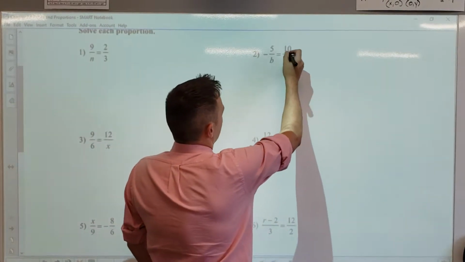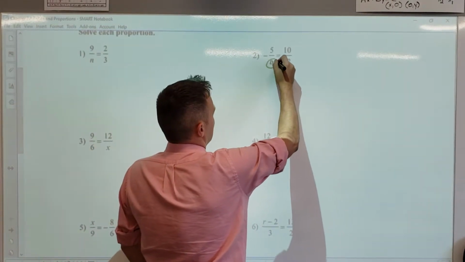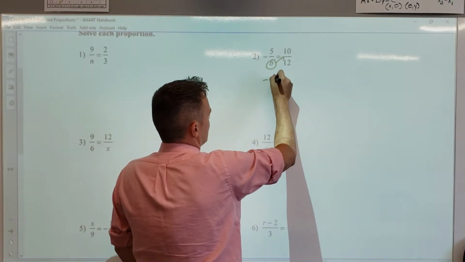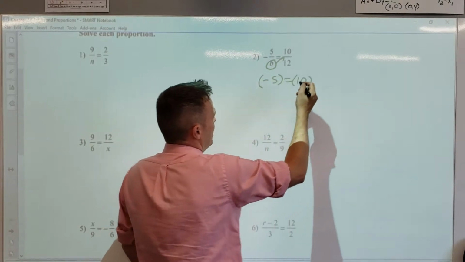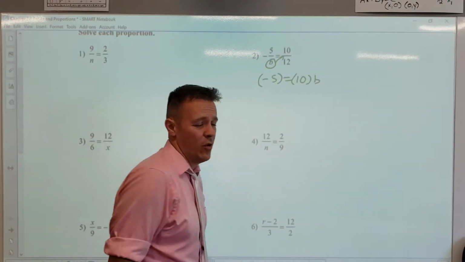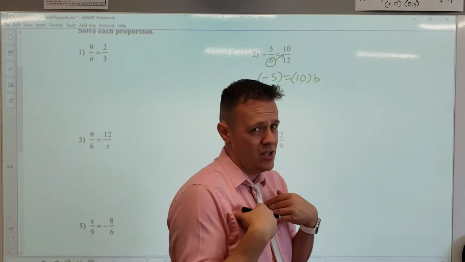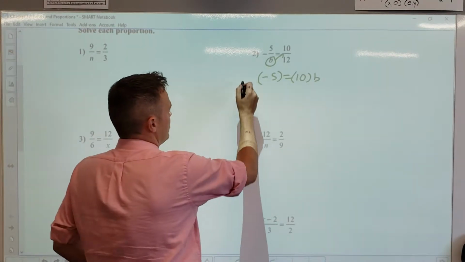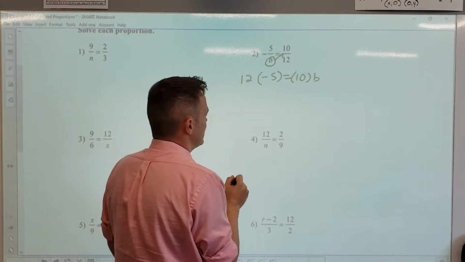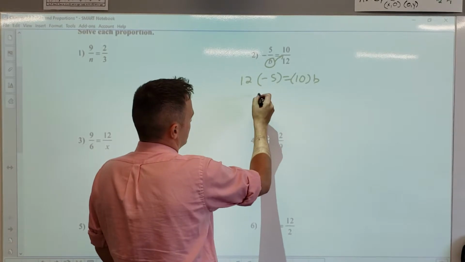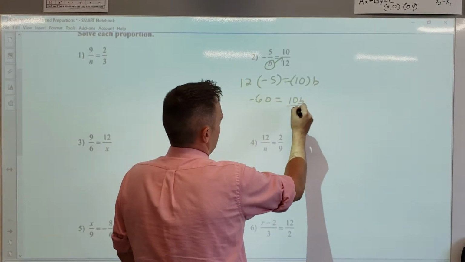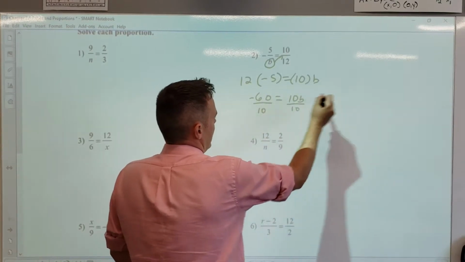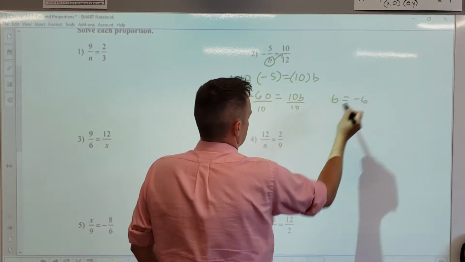As we go through this process, remember it was taking this and going up here. So it's -5 equals 10. This is how I wanted you to set it up. Remember, it doesn't matter going forward how you set it up. This is just how I do it. You can do it however you want. So it's times 12. And then this would be -60 equals 10b, divide by 10, and b is -6.